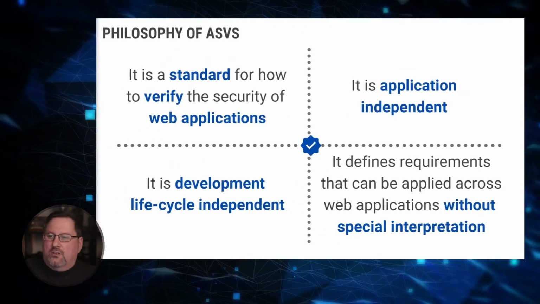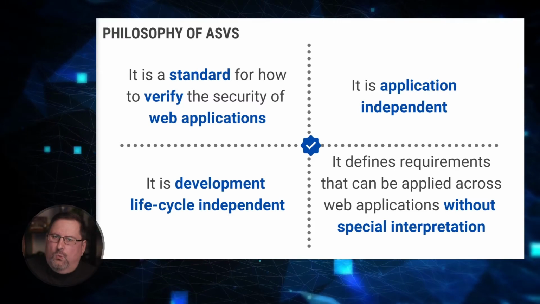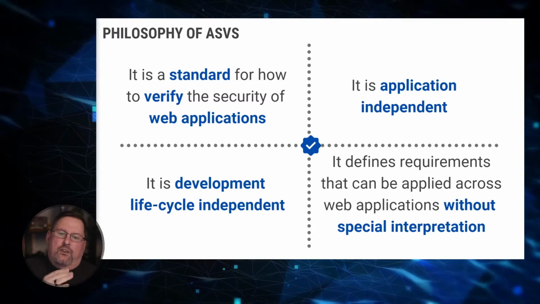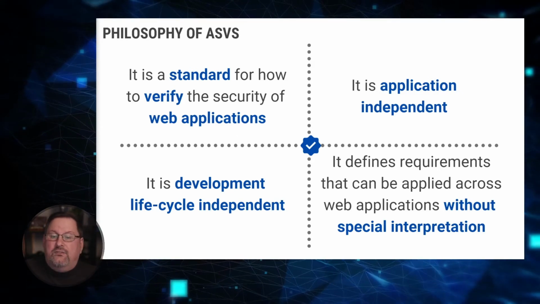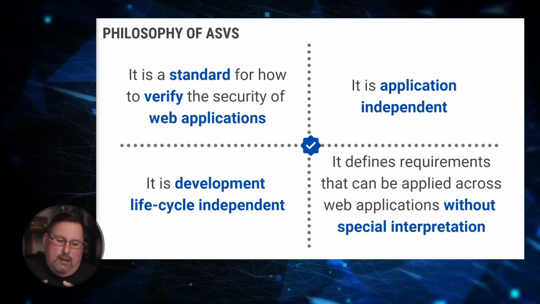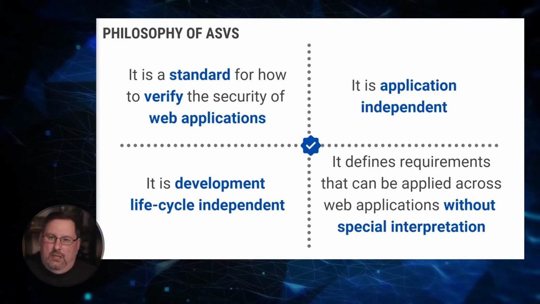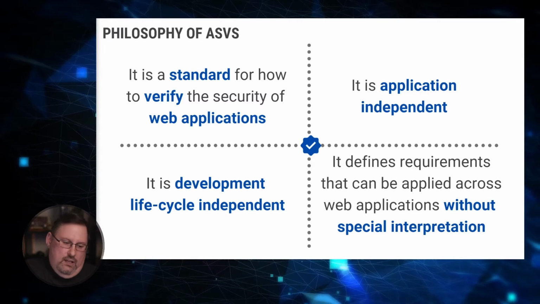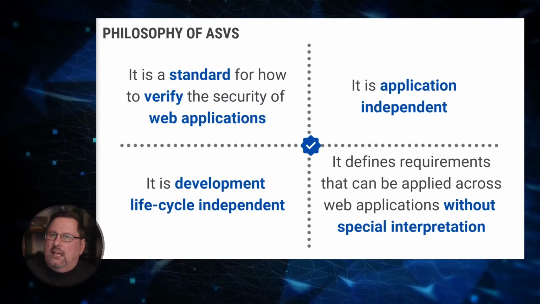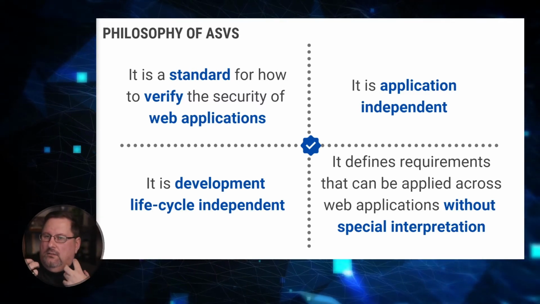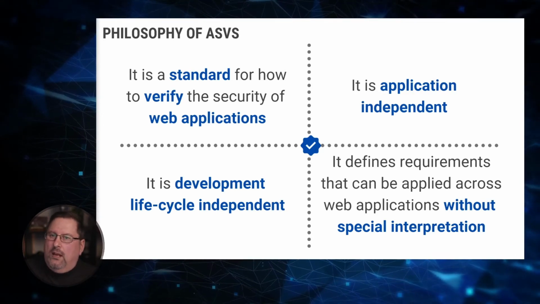When we start talking about how this all works, though, understanding the philosophy of ASVS will help you understand where it comes from and why it's the standard for OWASP. It's a standard for how to verify the security of web applications. It's application independent and development lifecycle independent. So it doesn't matter if it's serverless code or a SaaS application, if it's a 3-tier application running in your data center, or if it's running as a container or a set of containers in a public cloud. The ASVS is not concerned with what you're doing there. It's independent of that in a way that allows it to cover the most.